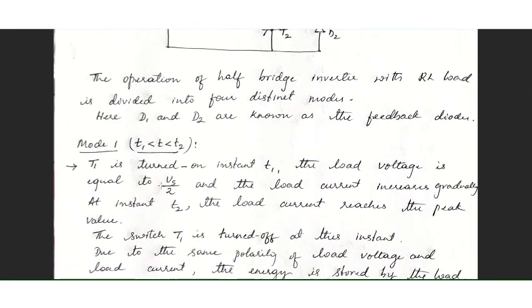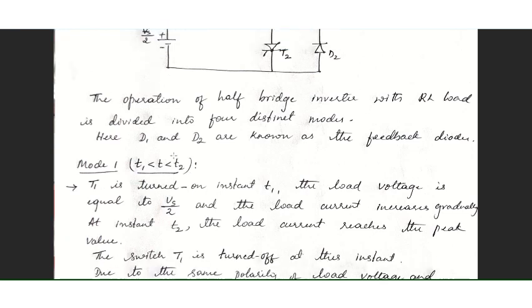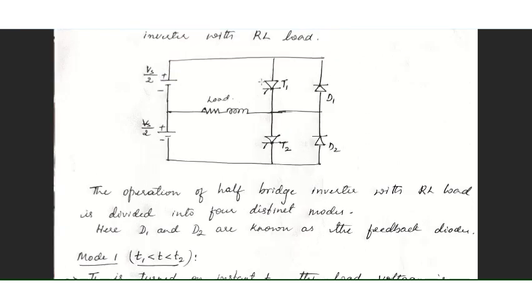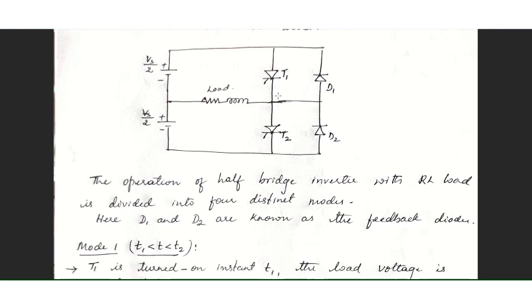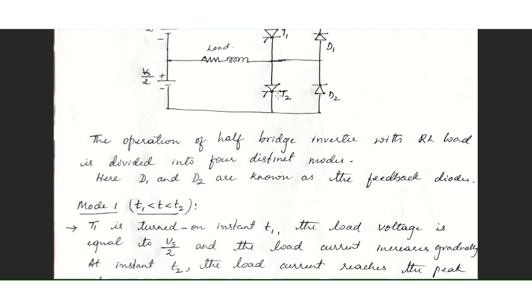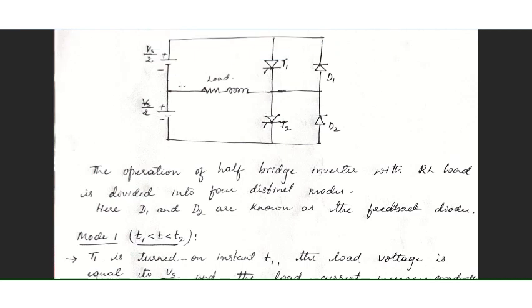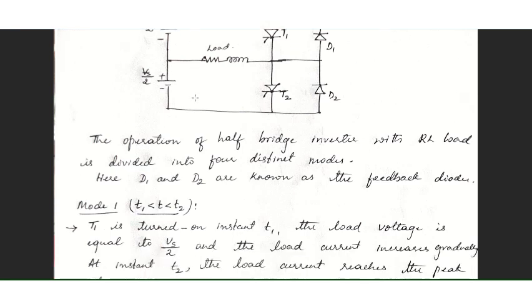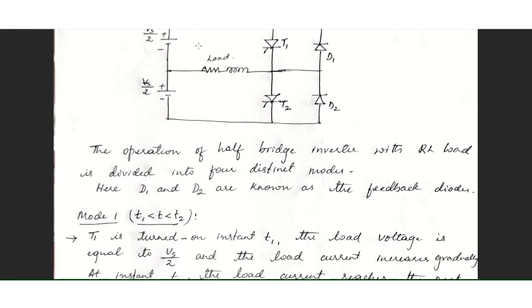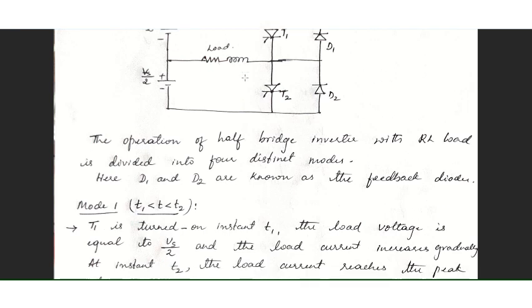Consider mode 1, wherein the time is between T1 and T2. Assume that the thyristor T1, or the switch T1, is turned on. As we know, when T1 is turned on, the load voltage will be plus Vs by 2, and the load current gradually increases, right?